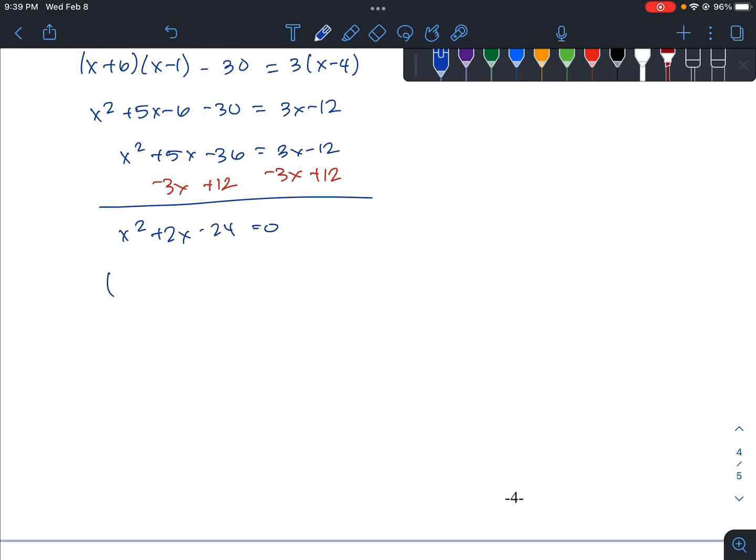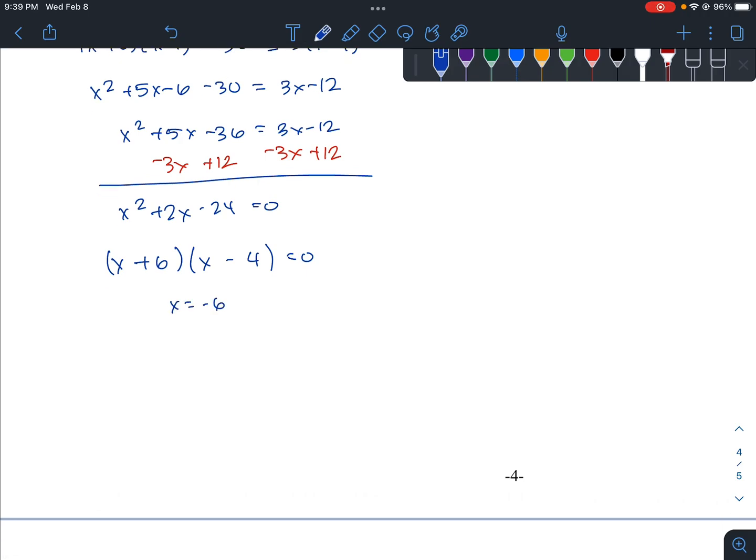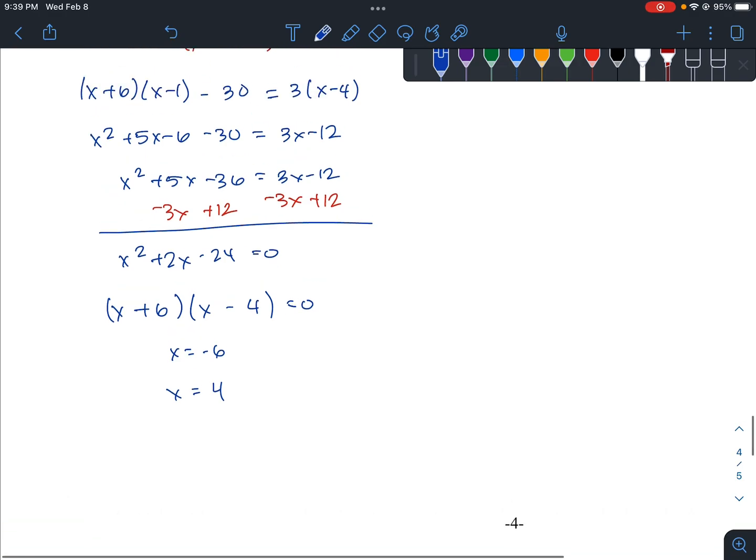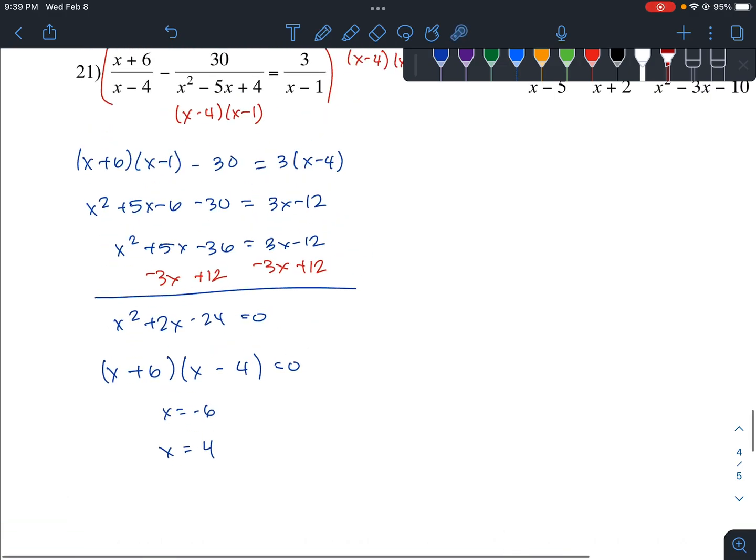Let's factor this. Two numbers that multiply to be negative 24 and add to be 2. That's going to be plus 6 and minus 4, I believe. Okay, so x is equal to negative 6 and x is equal to positive 4. Let's make sure that those work out up here. Okay, notice my denominator, x cannot be equal to 1 and x cannot be equal to 4. So this right here will not work. Only this one right here.